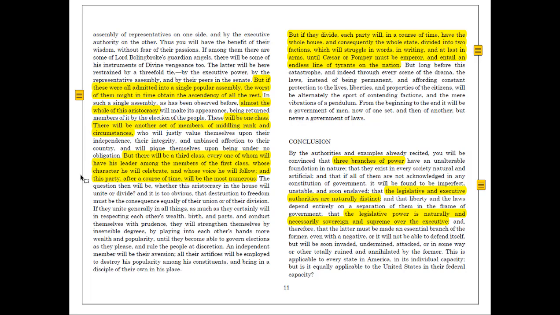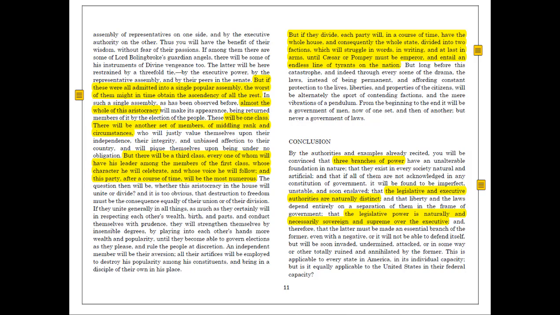"But if these were all admitted into a single popular assembly, the worst of them might attain the ascendancy of all the rest. In almost the whole of this aristocracy will be one class. There'll be another set of members of middling rank, and then a third class, every one of whom will have his leader among members of the first class." And so you see Adams's conception here inevitably drifting towards this Aristotelian trilogy, the one, the few, and the many, just as we saw in his earlier example.